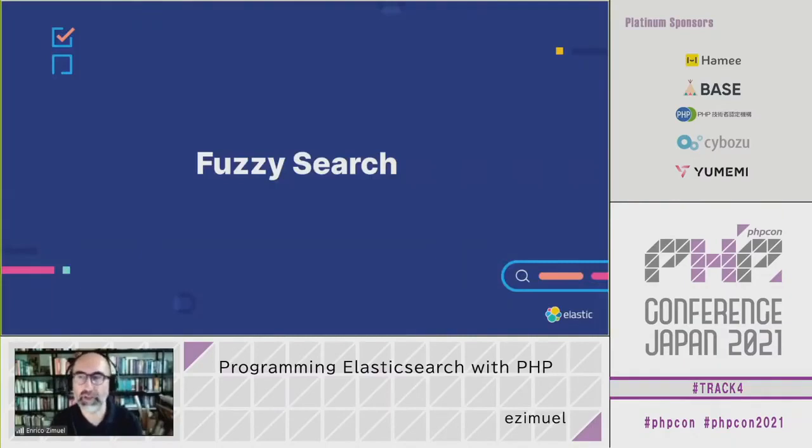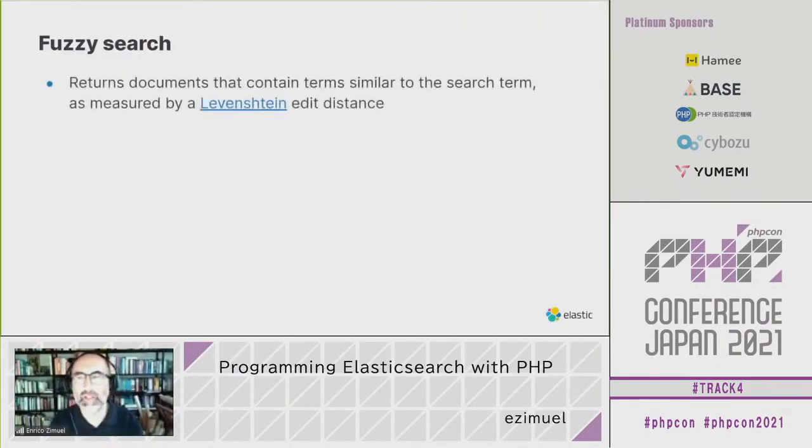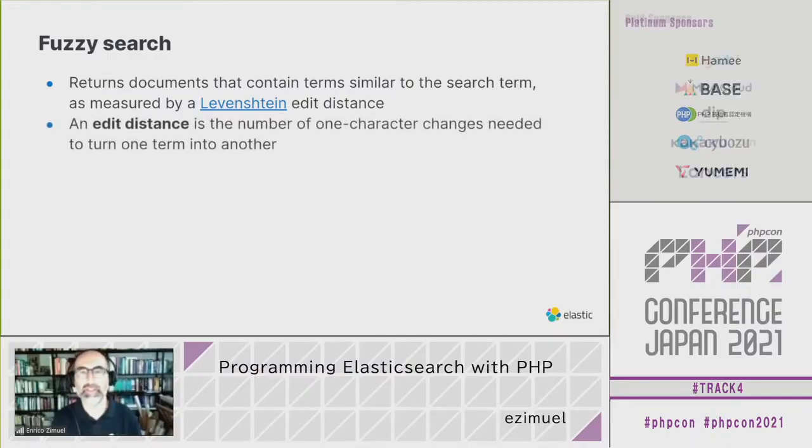As I mentioned, Elasticsearch provides a lot of different features. One is the fuzzy search. What is fuzzy search? This is a cool feature that implements the Levenshtein edit distance. What is this Levenshtein edit distance? It is the distance from one string to another. It's called edit distance, and it's actually the number of one-character changes needed to turn one term into another.